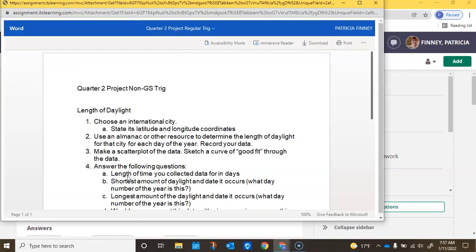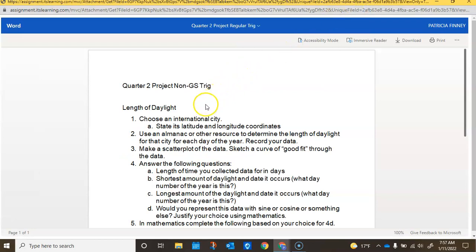You're going to choose an international city. I chose Reykjavik, Iceland. I have a reason for that, and I'll explain it later. You're going to state its latitude and longitude coordinates. Then, using an almanac or other resource to determine the length of daylight for that city for each day of the year, you're going to record your data.